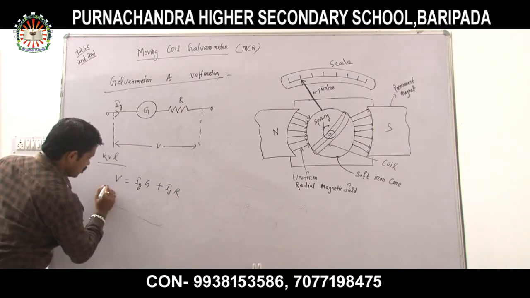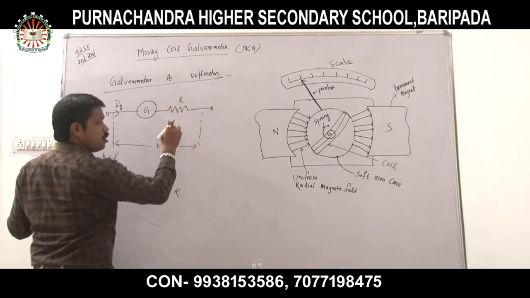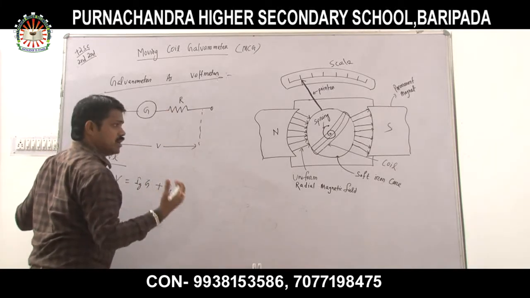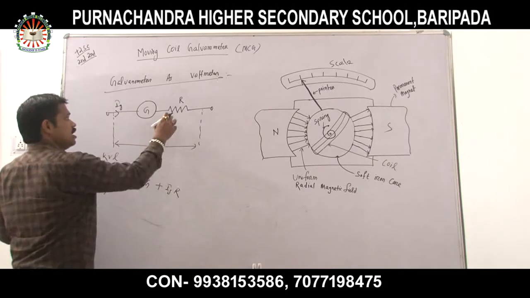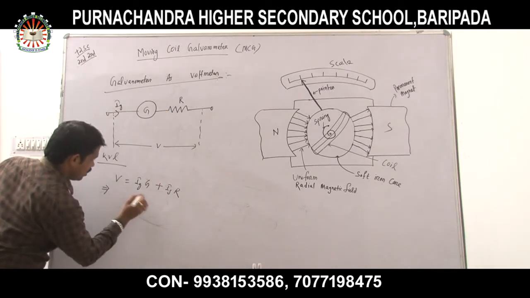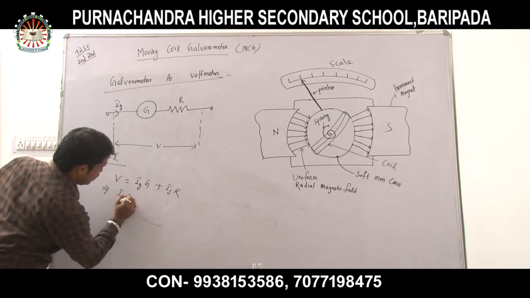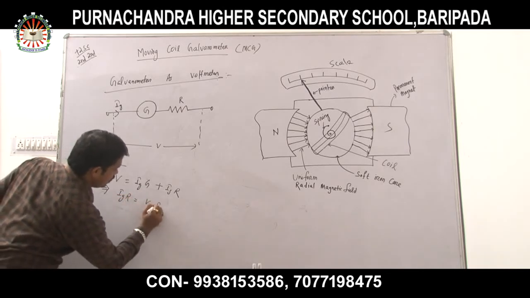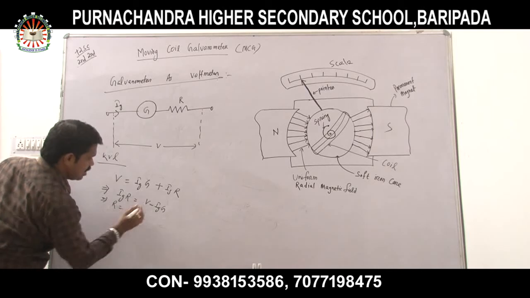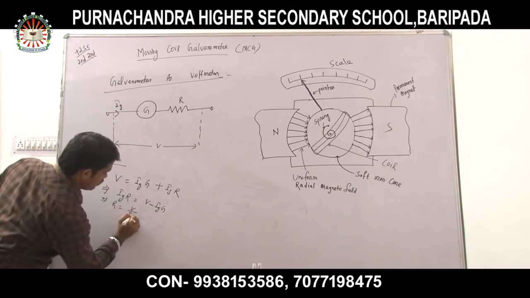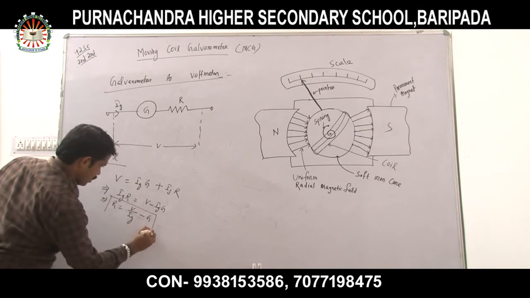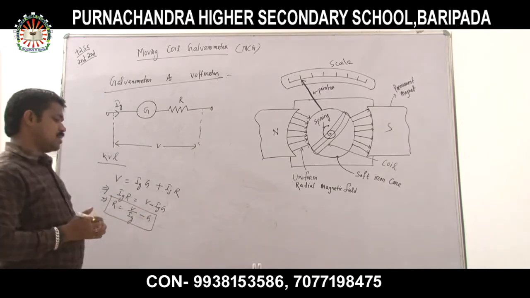Understood? Okay, so our aim is to find out the value of R. As previously, from the formula we got the value of S, similarly here we have to find out the value of R. So Ig R is equal to V minus Ig G. That implies R is equal to V divided by Ig minus G. Okay, so this is the value.